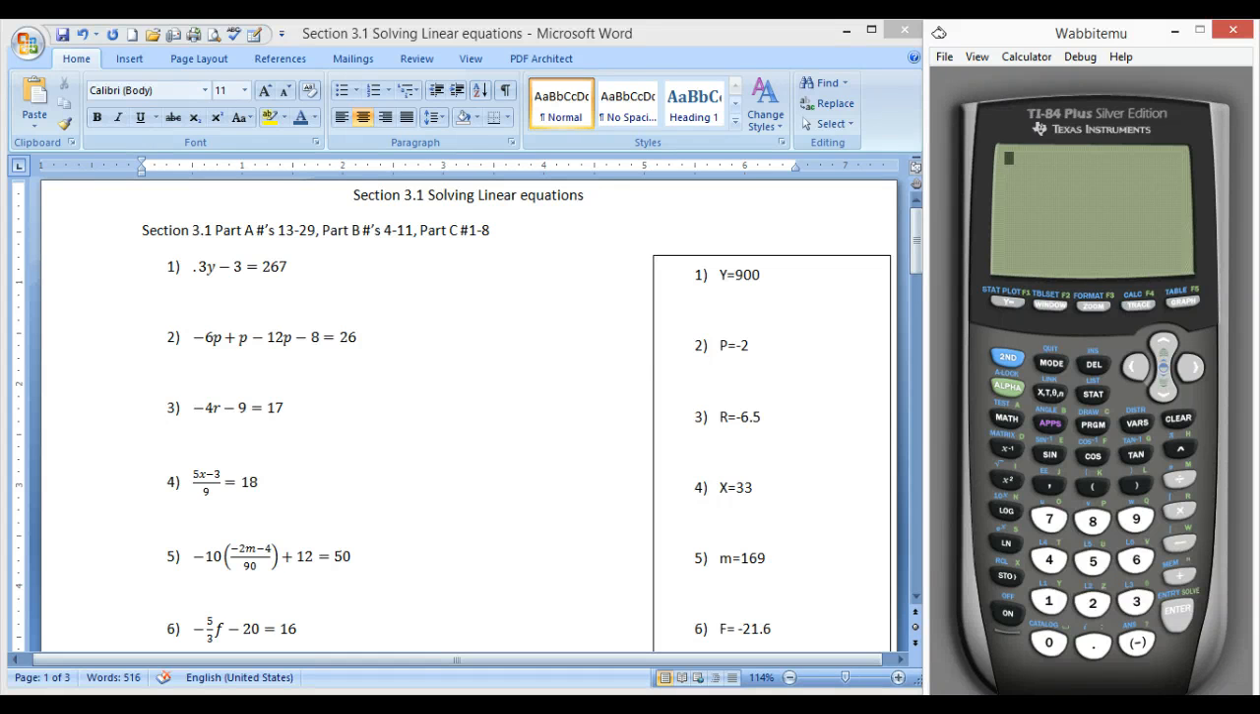Welcome to section 3.1, Solving Linear Equations. The first part, we'll be going through solving linear equations with a variable on one side of the equal sign. So the first thing we want to do is isolate the variable.